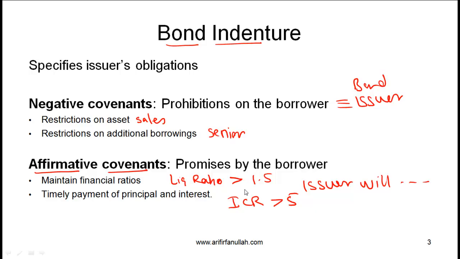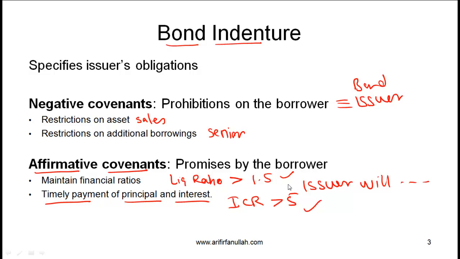In other words, the investor wants to ensure that the liquidity will remain relatively high, so coupon payments can be made, and the investor also wants to make sure that the solvency situation of the issuer remains good, so that ultimately the principal payments can also be made. There might also be a covenant that says that there must be a timely payment of principal and interest.